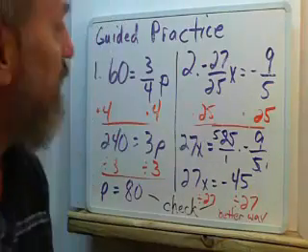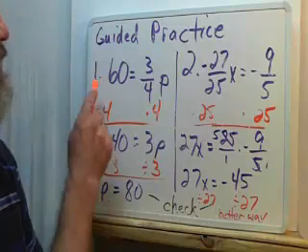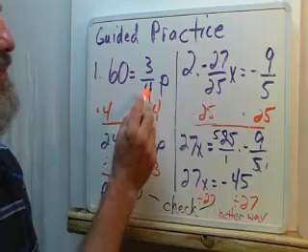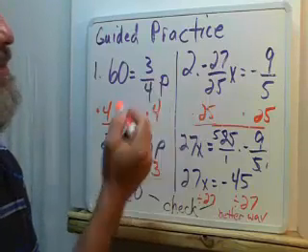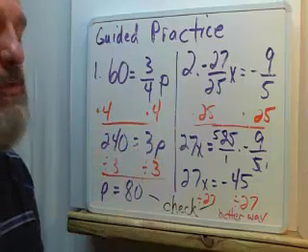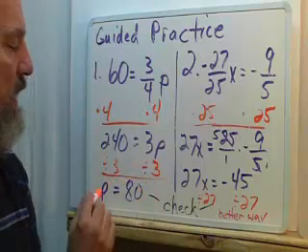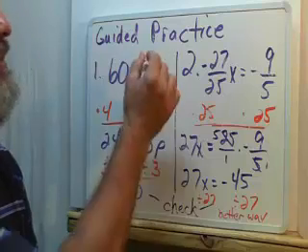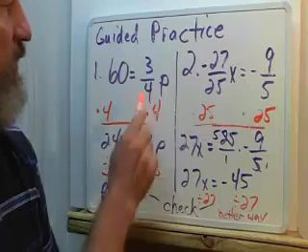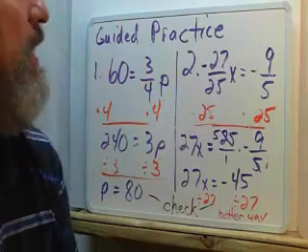Okay, guided practice for section 1-1. Problem number 1 is 60 equals 3/4 p. First step, multiply both sides by 4. Eliminates the denominator. We have 240 equals 3p. Next obvious step is to do the opposite of multiplying by 3 by dividing both sides by 3. We have p equals 80. Put it in the original equation and double check that it works. Quick, easy way to do that would be 3 divided by 4 times 80, and that will give you 60.